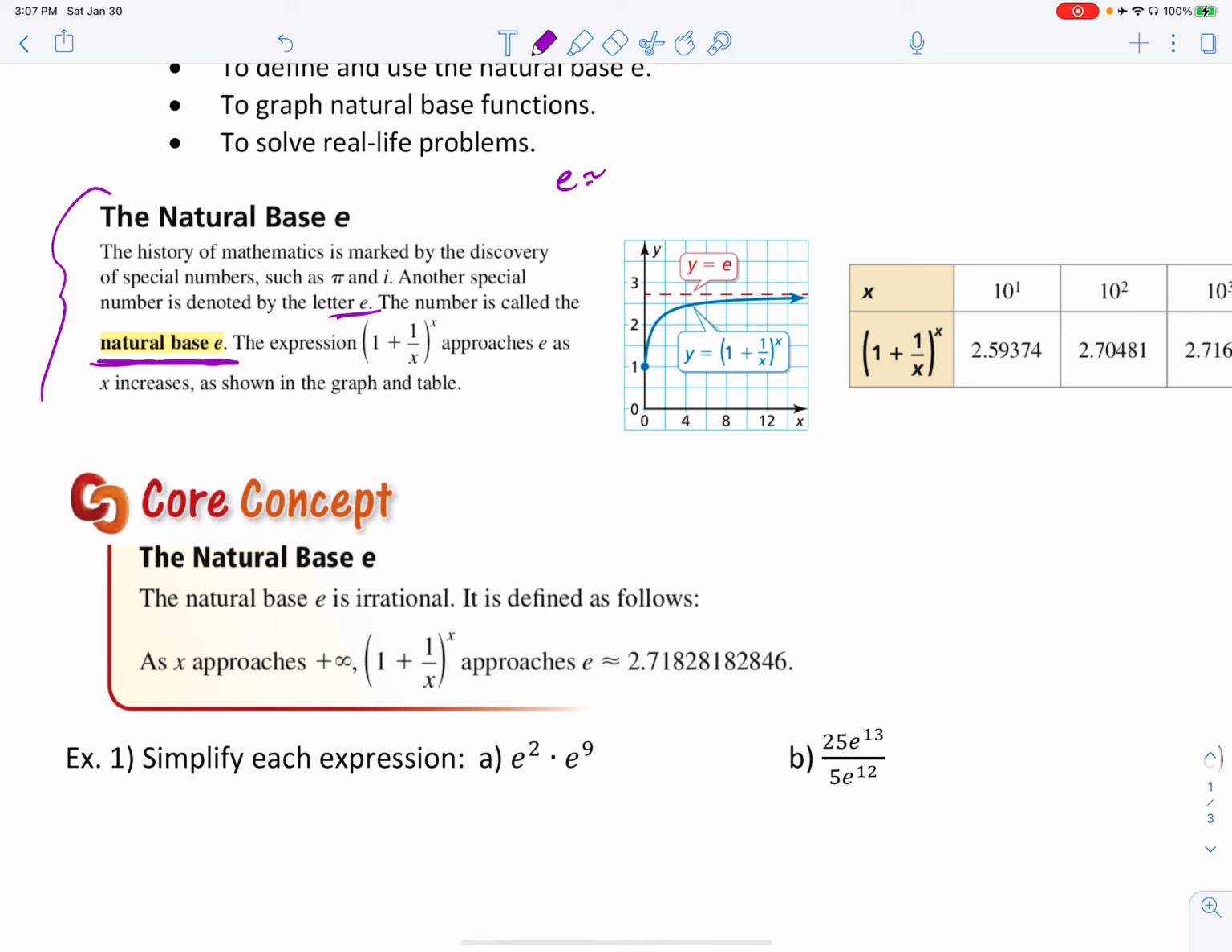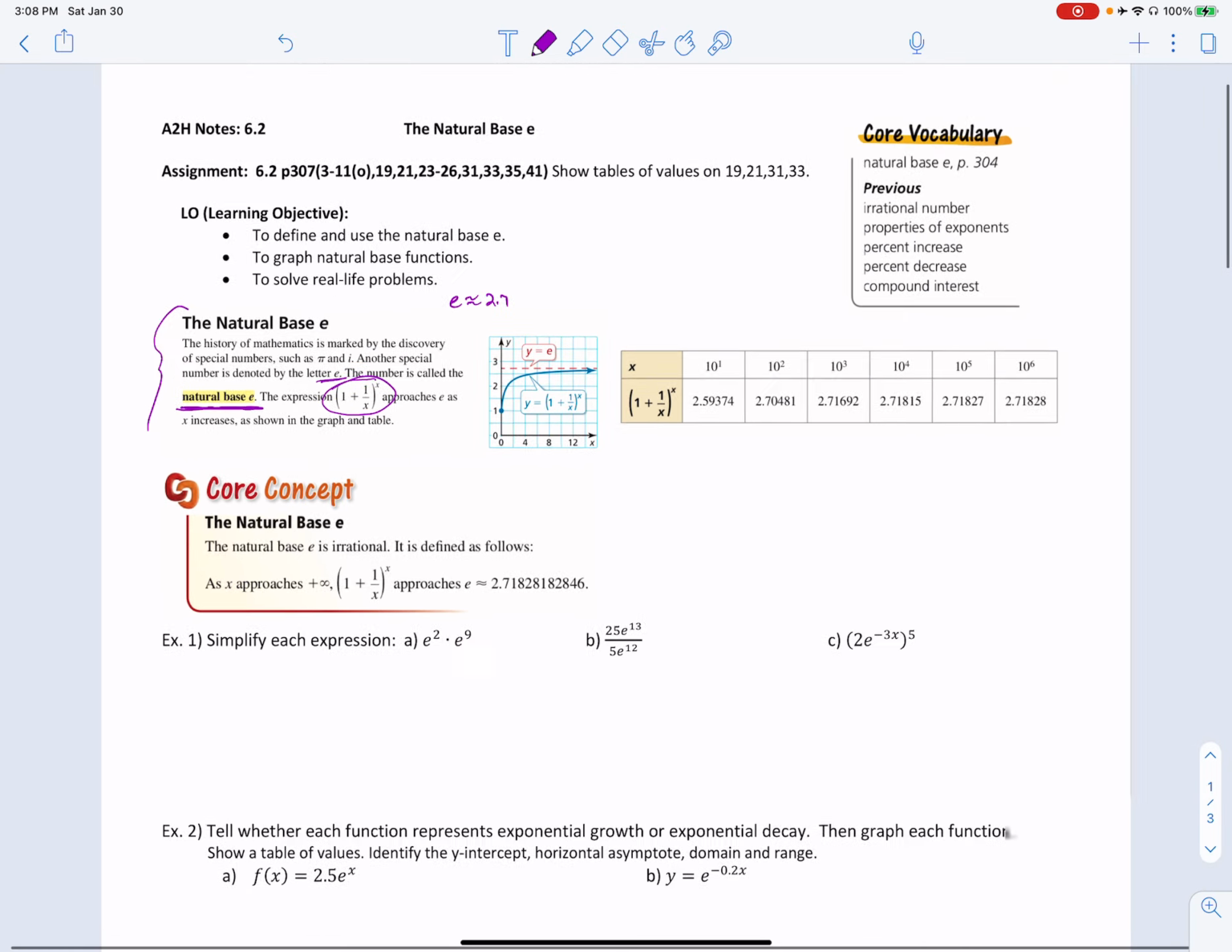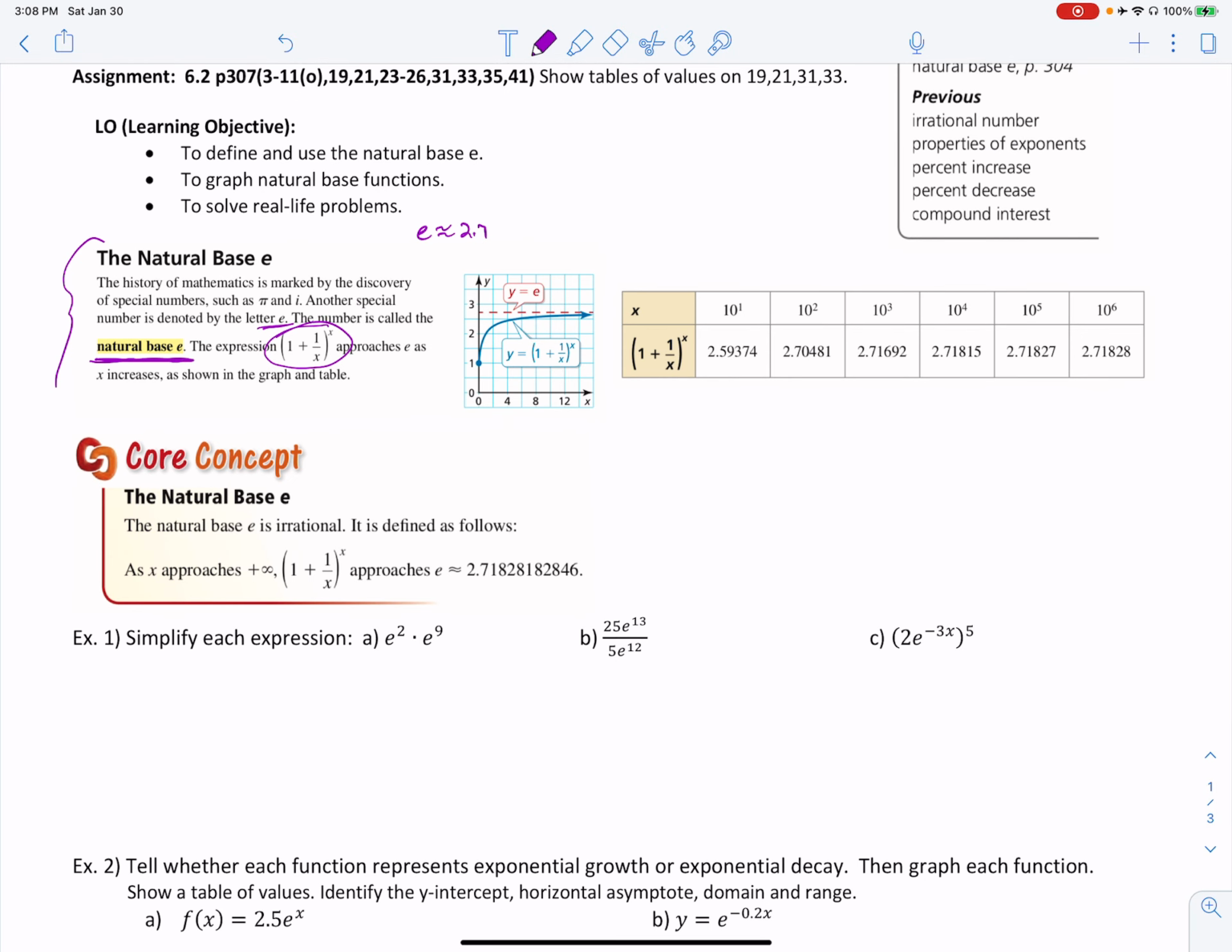e, to just one decimal place, is approximately 2.7. And an interesting thing, you'll see this in calculus: if you take 1 plus 1 divided by x, raised to the x, and you let x get larger and larger, that expression approaches the value of e. So if you let x be 10, you're taking 1 plus 1 over 10, raised to the 10th. You get this value.